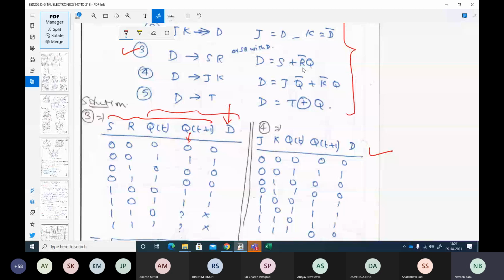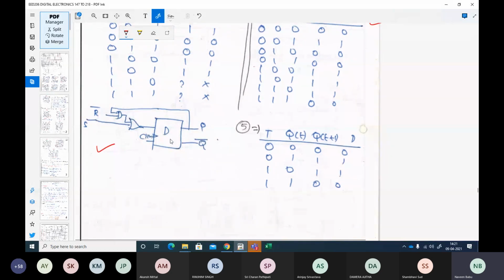So D is given as S plus R bar Q. So how will the circuit look like? I am having a D flip-flop. It is S plus R bar Q, right? So I take the output of Q here and I AND it with R bar.